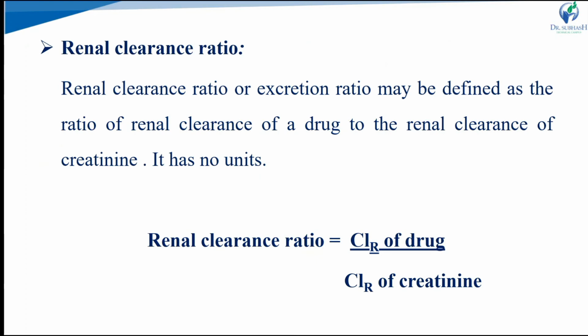Another terminology is the renal clearance ratio. The renal clearance ratio or excretion ratio is defined as the ratio of renal clearance of a drug to the renal clearance of creatinine, so there is no unit. Renal clearance ratio is equal to clearance of drug divided by clearance of creatinine.